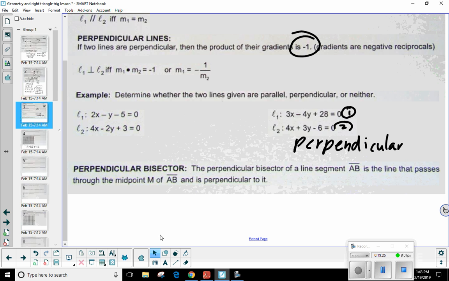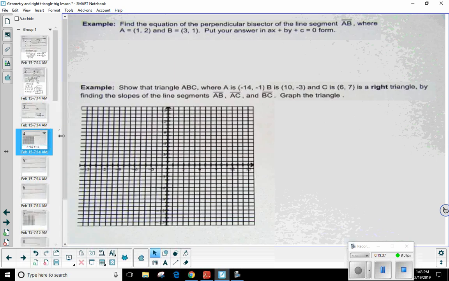Okay. And now we have the idea of a perpendicular bisector. The perpendicular bisector of a line segment AB is the line that passes through the midpoint M of segment AB and is perpendicular to it. Okay, so find an equation of the perpendicular bisector of the line segment AB where A is equal to (1, 2), B is equal to (3, 1). Put your answer in standard form. Okay, so how would I begin this problem?